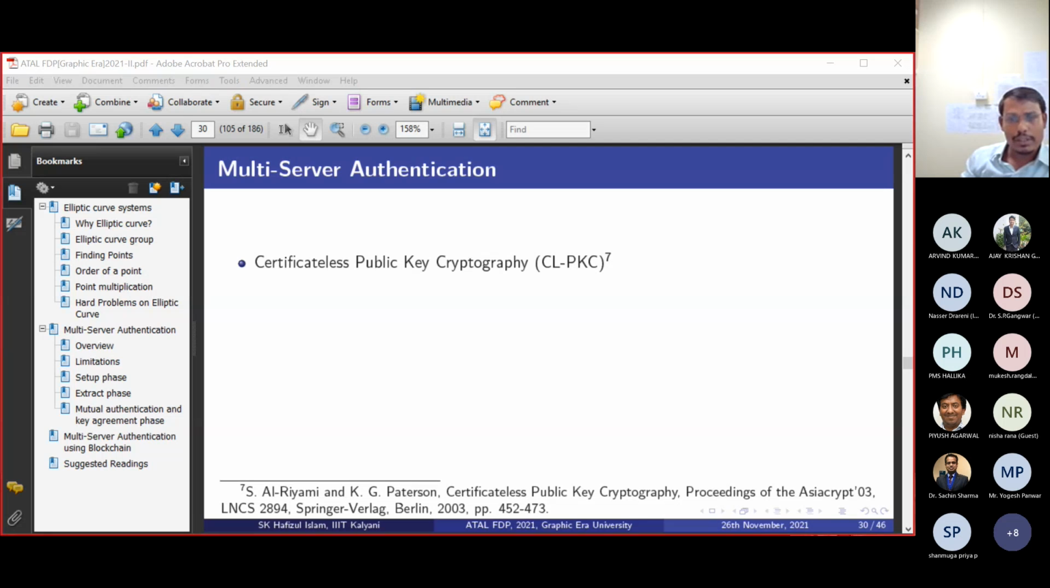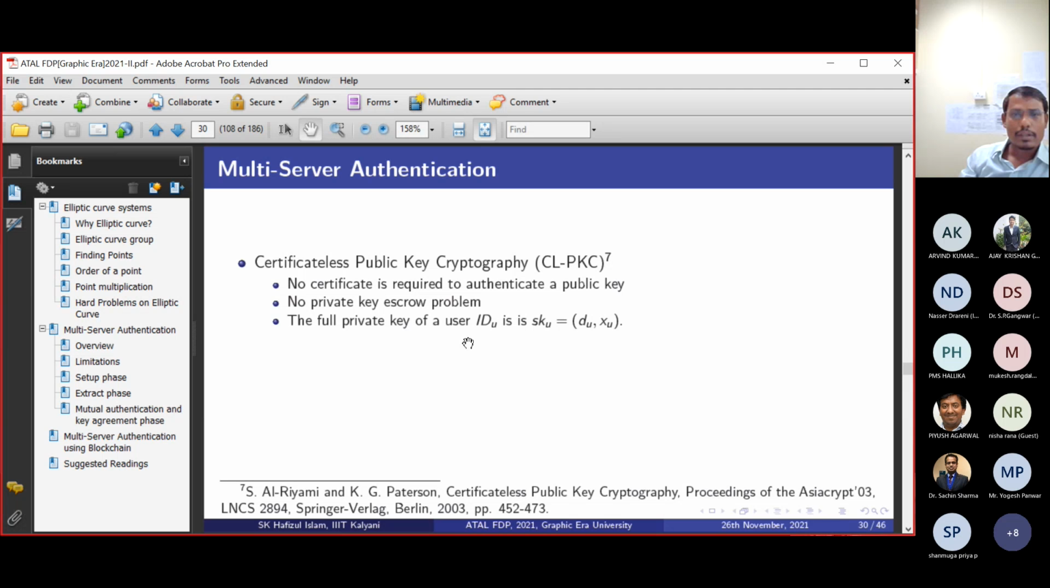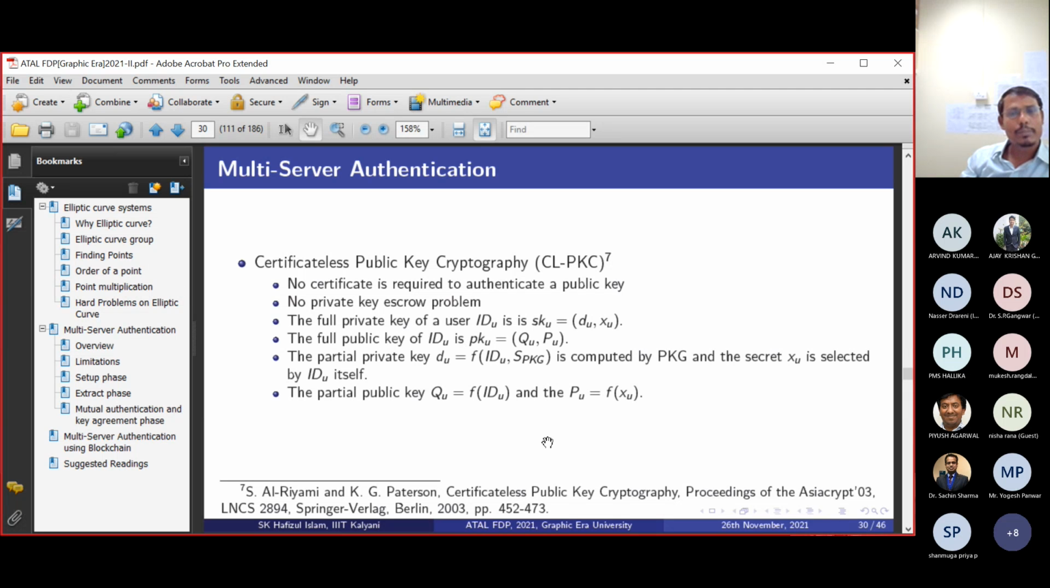You can also use certificate-less public key cryptography to design the multi-server authentication system. The benefit, as I told, is that no certificate is required to authenticate the public key. Yes, the key escrow problem is removed because the PKG will not know the entire secret key, only one part. So this is the concept behind certificate-less public key cryptography, and it was designed by Al-Riyami and K.G. Paterson in 2003.